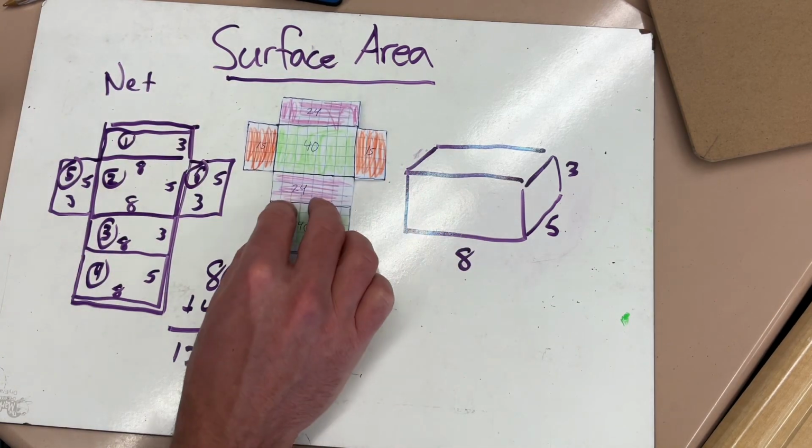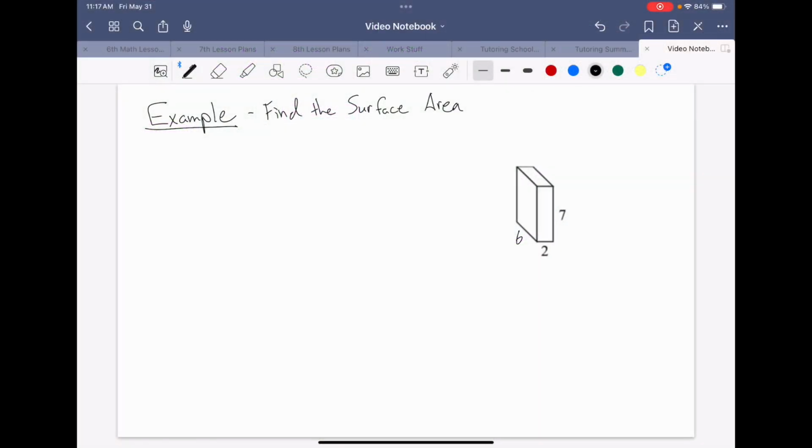So hopefully this has helped explain. Now I want to do an example video of finding the surface area for this rectangular prism. So 2 ways we're going to do it.